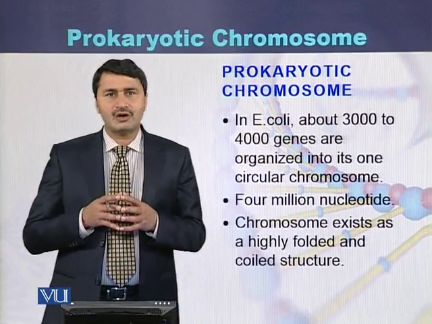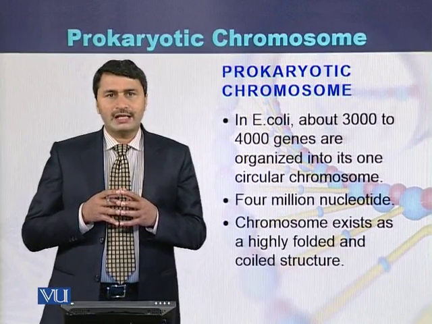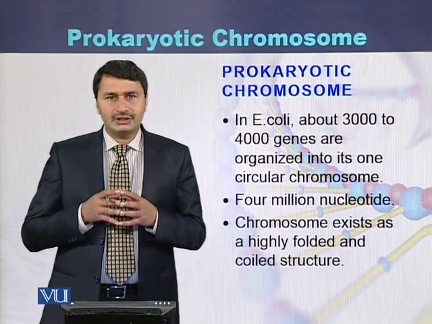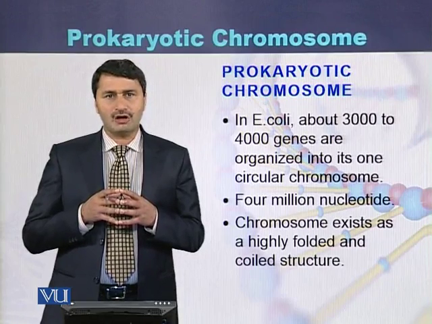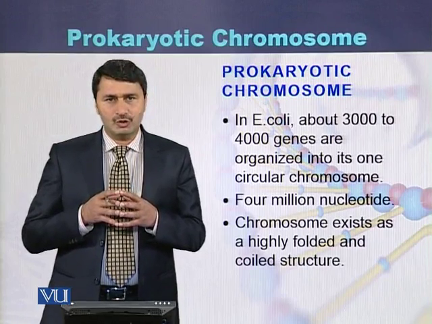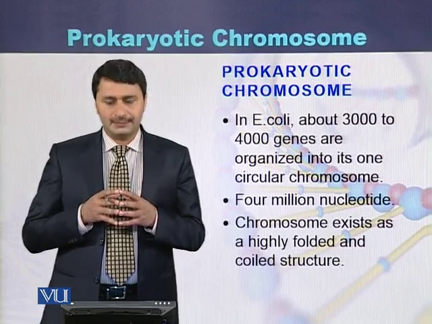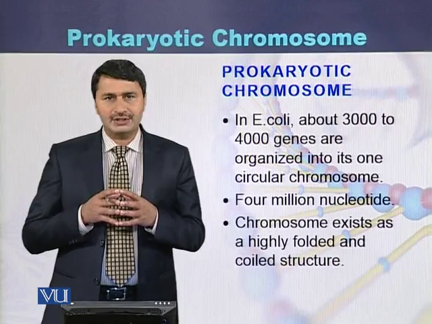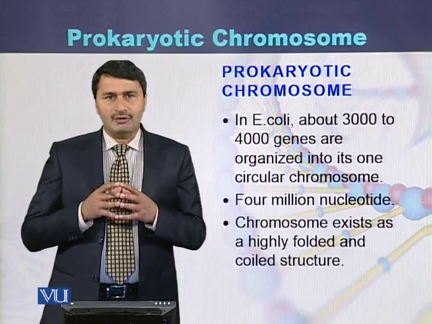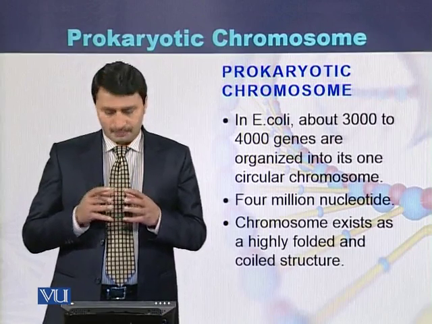While in the case of E. coli, there can be 3000 up to 4000 genes which are organized on the genome of the E. coli. There are 4 million nucleotides in the E. coli chromosome.